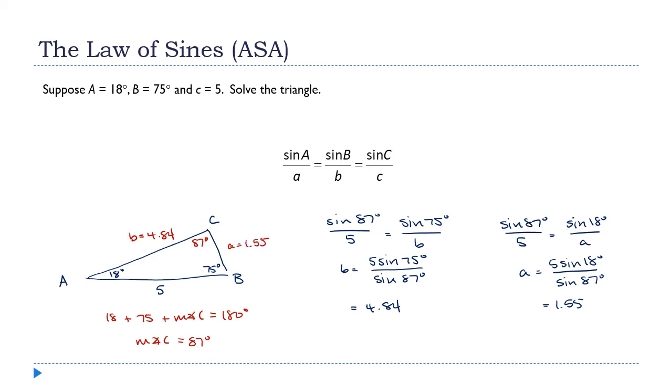And again, I'm going to do my little check here, right? 18 is the smallest angle, 1.55 is the smallest side. Good. 87 is the biggest angle, and 5 is the biggest side. Not by much. And that's good too, right? 87 degrees and 75 degrees, they're pretty close to each other. This is close to being an isosceles triangle. And yeah, those sides are pretty close to each other. So that, again, is kind of a second little check we can do to get some confidence in our solution.